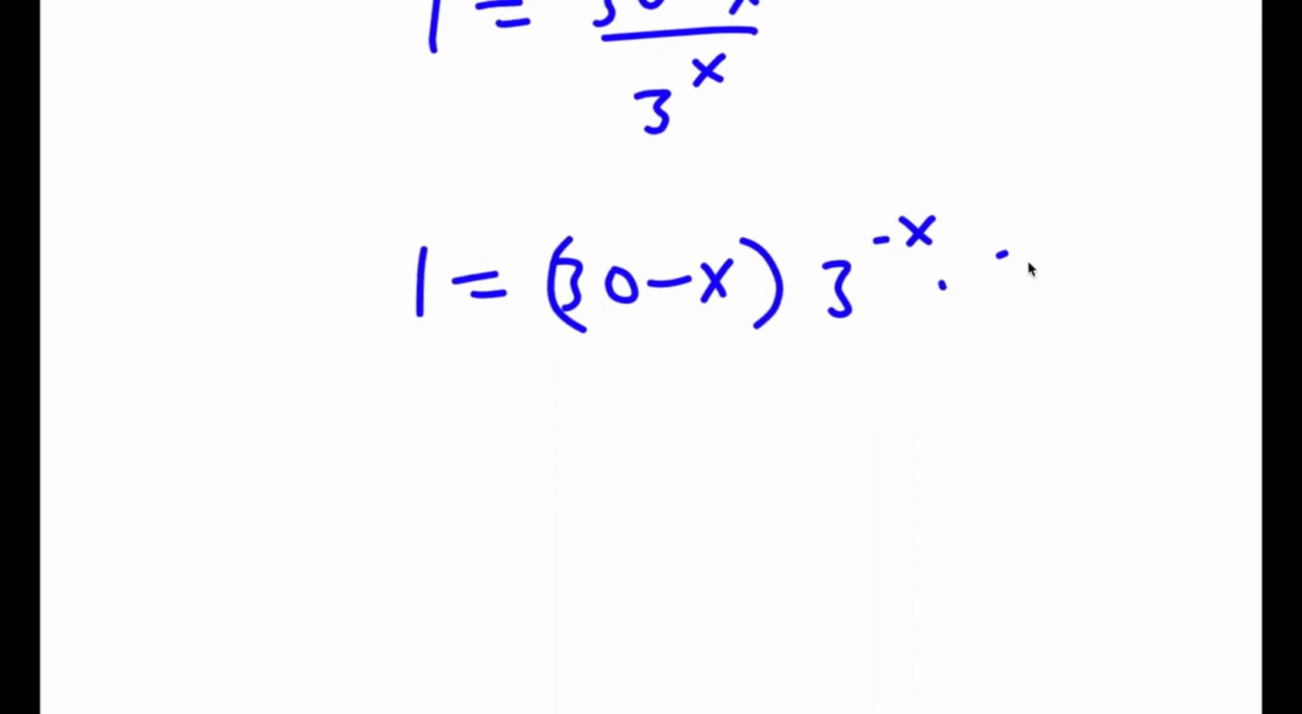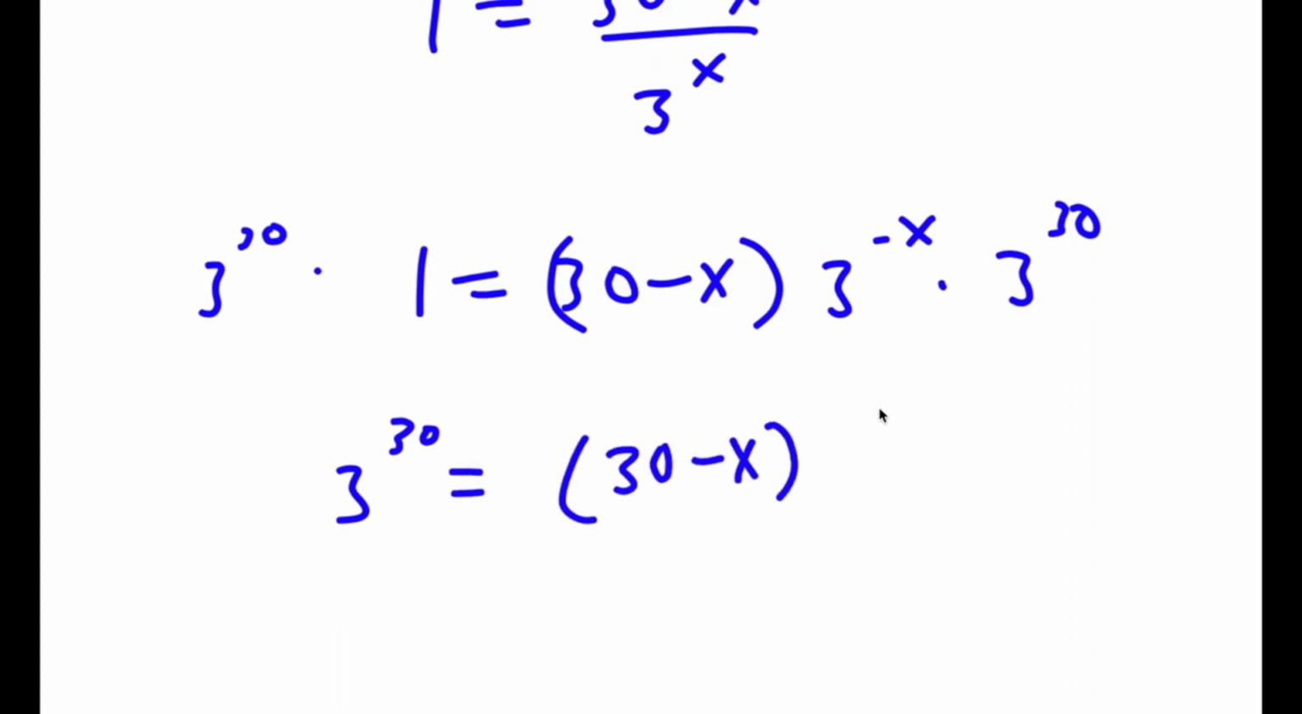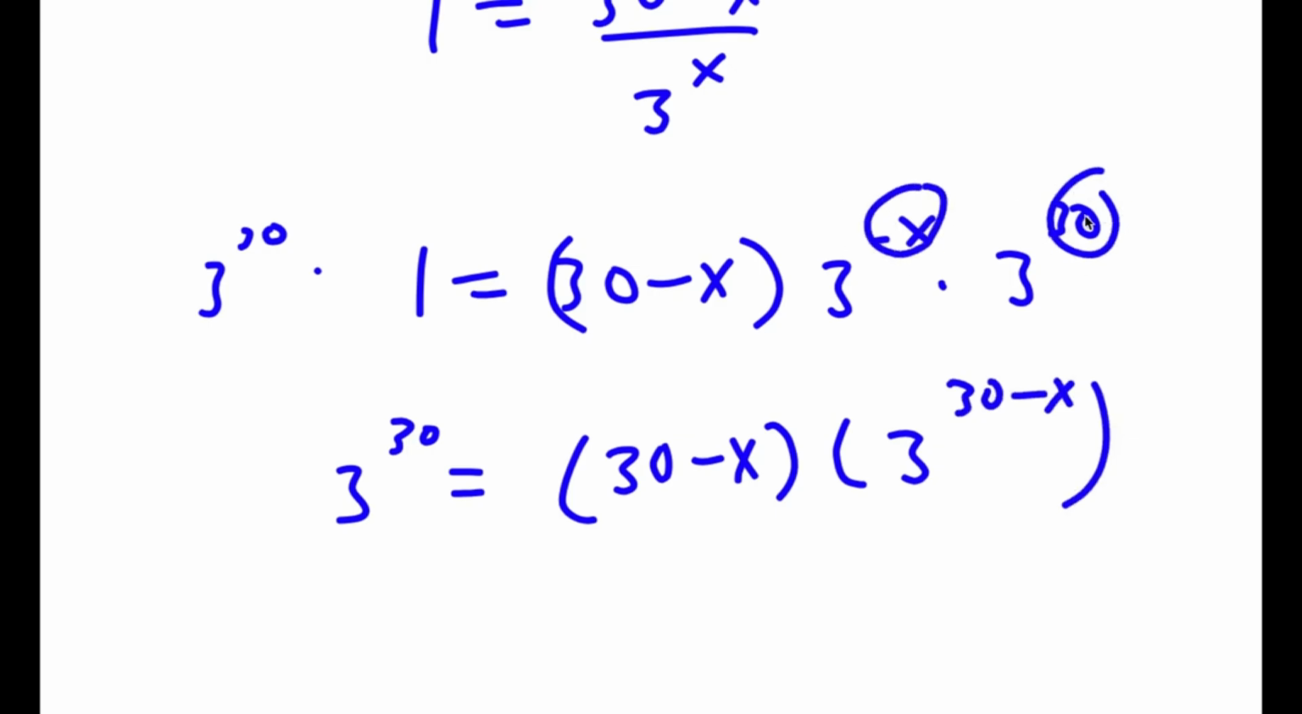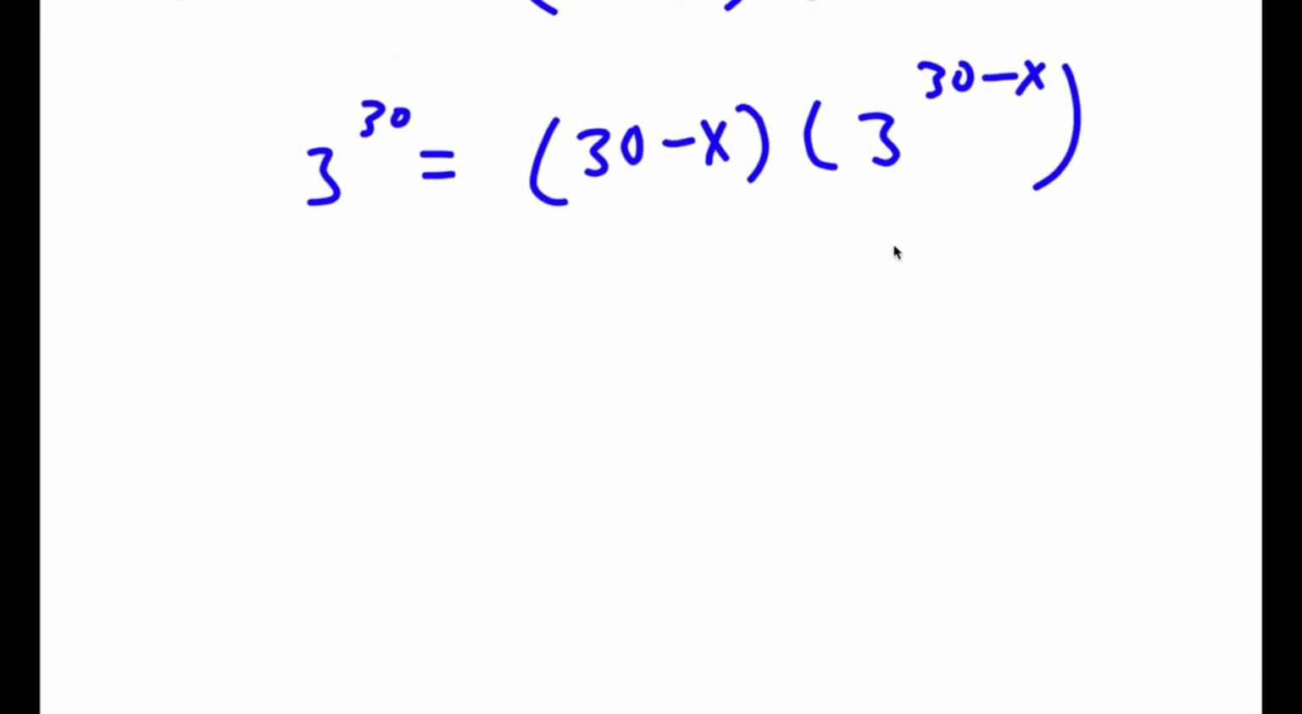So now I'm going to go ahead and multiply both sides by 3 to the power of 30. So now I have 3 to the power of 30 is equal to (30 minus x) times 3 to the power of negative x times 3 to the power of 30. That's going to equal (30 minus x) times 3 to the power of 30 minus x, because these two exponents simply just add with each other.